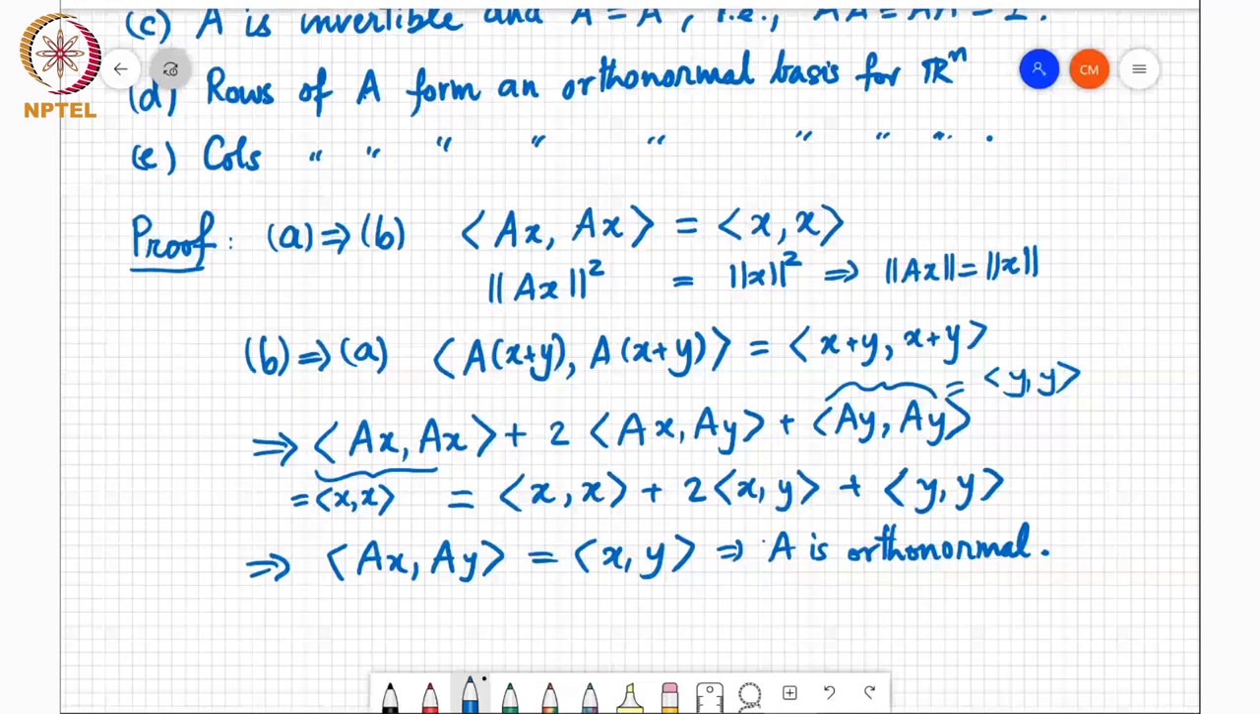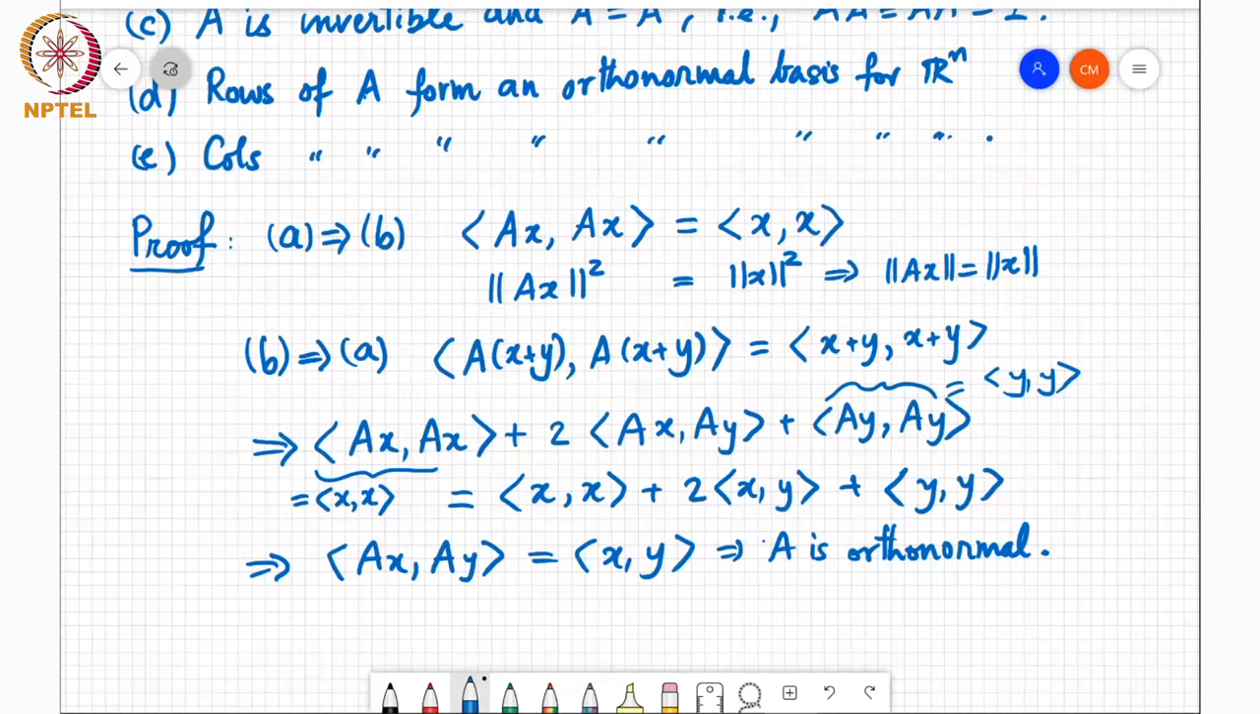So in writing the first step, I'm using the fact that B is true. I'm saying if B is true, then I want to show that A will preserve the inner product between any pair of vectors. This is true because A preserves the length. This is also true because A preserves the length: AX, AX equals X, X. That's also true because A preserves the length. And similarly, AY, AY equals Y, Y because A preserves the length. A consequence of this is that I'm getting that the inner product of AX, AY is equal to the inner product between X and Y, which means that A is orthonormal.